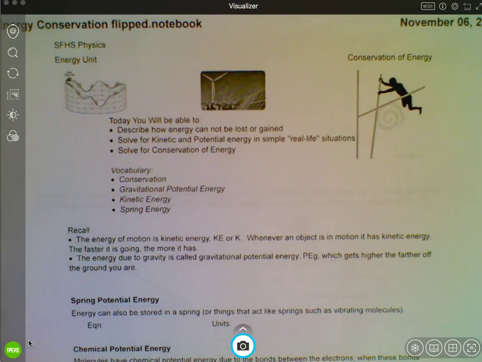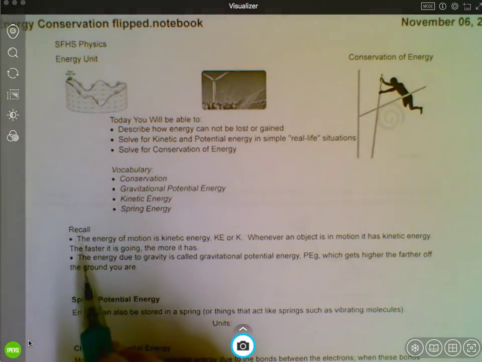Hey guys, so this is Unit 5, Video 2, okay? And it's energy conservation. This is the last video of the energy unit, all right? So here we go. The goals for today are to describe how energy cannot be lost or gained, solve for kinetic and potential energy in simple real-life situations, and solve for the conservation of energy, all right?